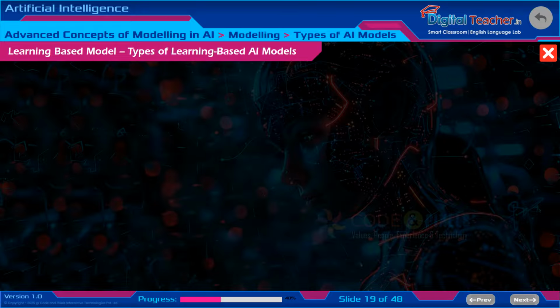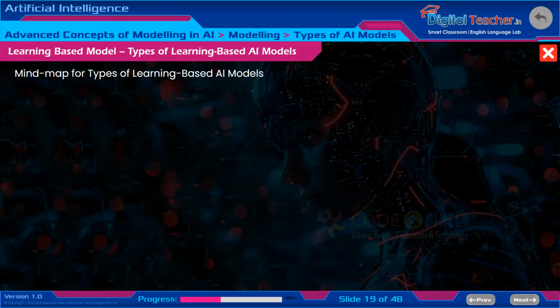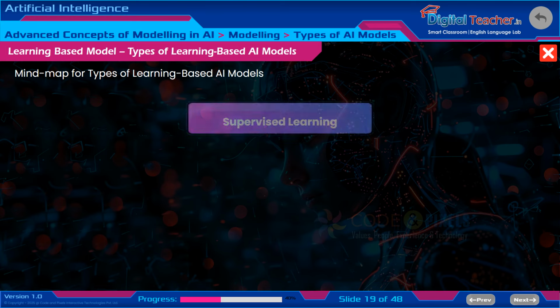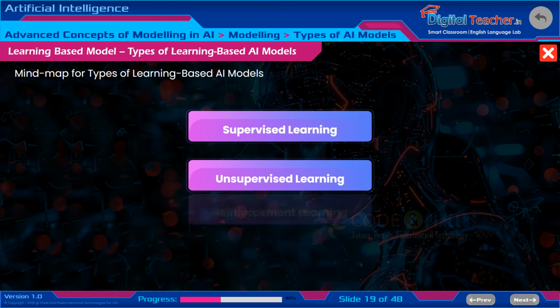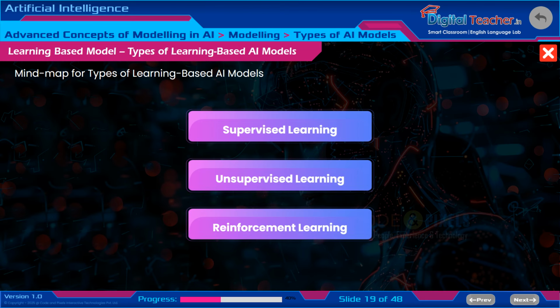Types of learning-based artificial intelligence models. Mind map for types of learning-based AI models. There are 3 types of learning-based AI models. Supervised learning, unsupervised learning, reinforcement learning.